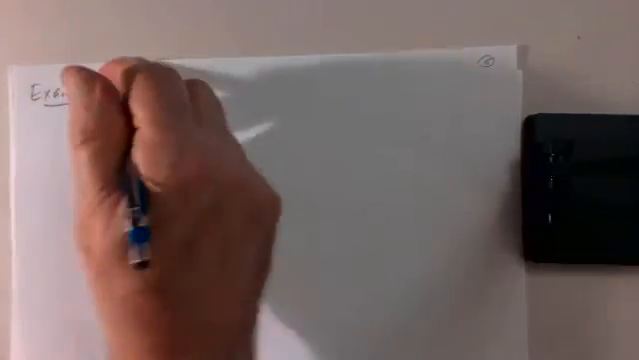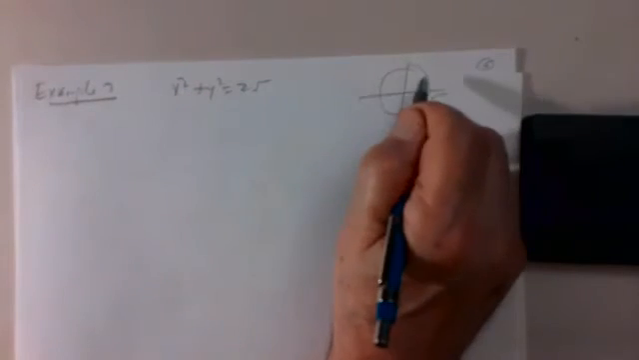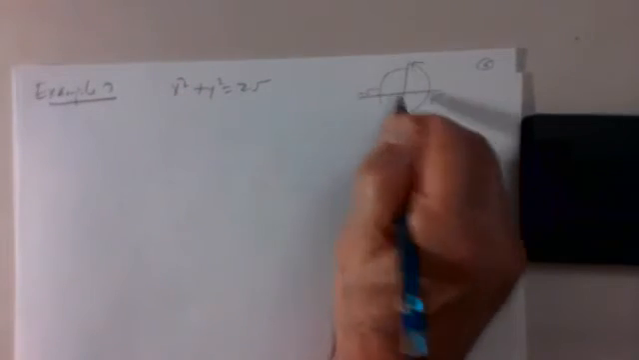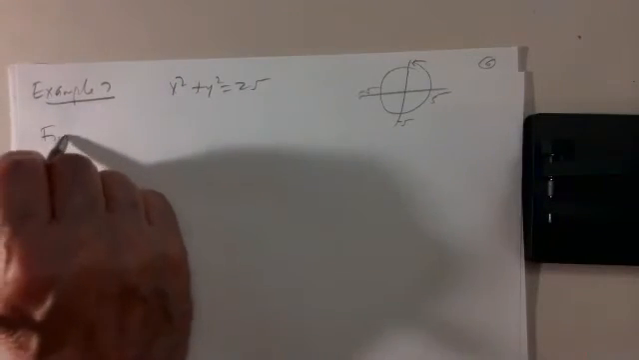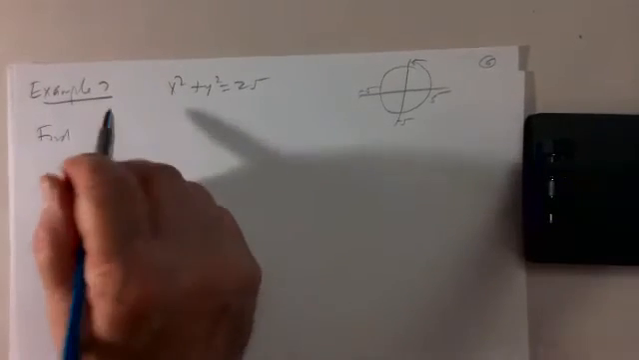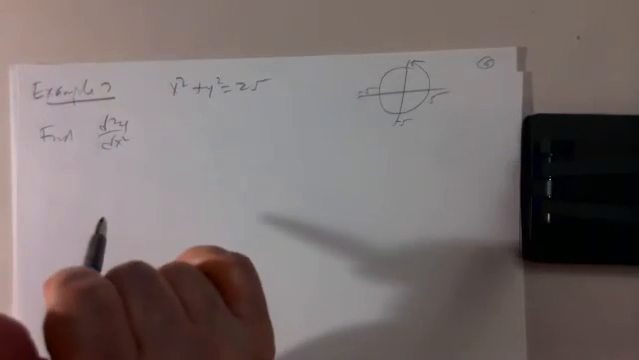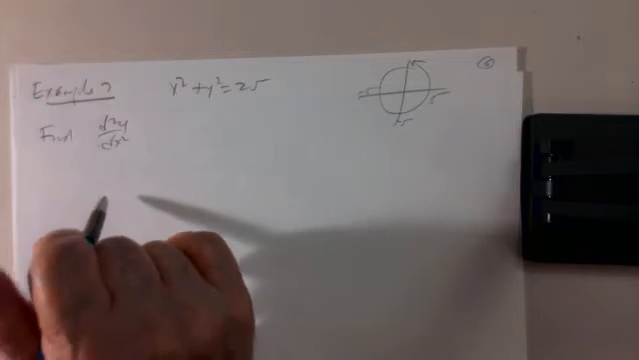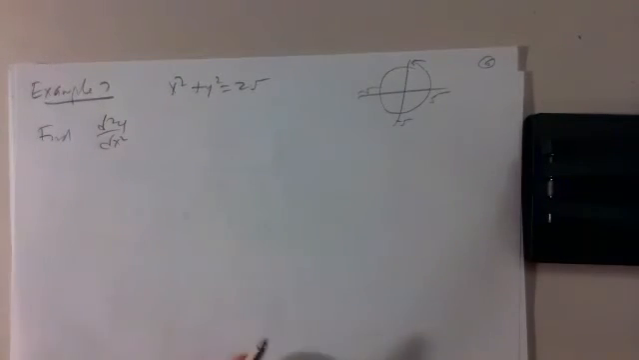So in example 7, we have a circle, x squared plus y squared equals 25, right? You know that's the equation of a circle of radius 5. And we want to find, using implicit differentiation, the second derivative of y with respect to x. The way you find the second derivative is first find the first derivative.